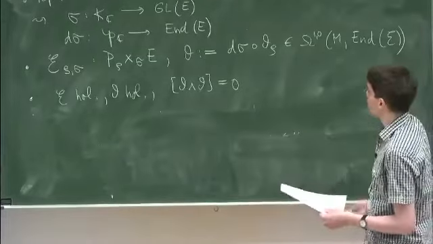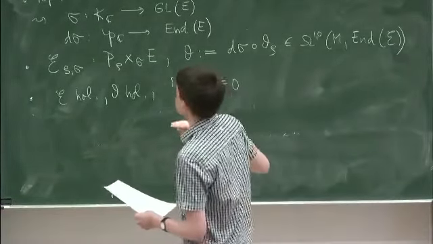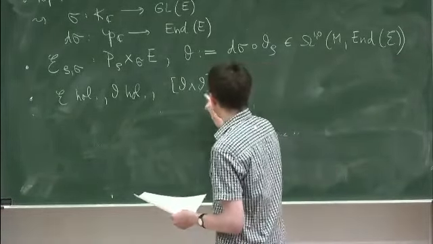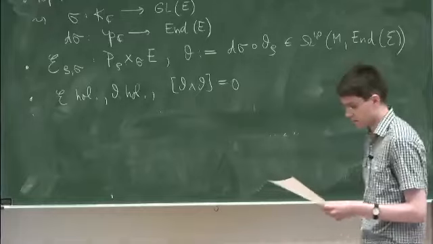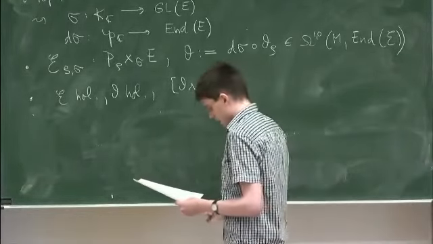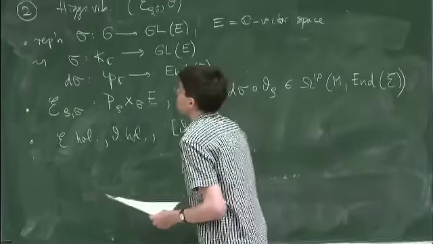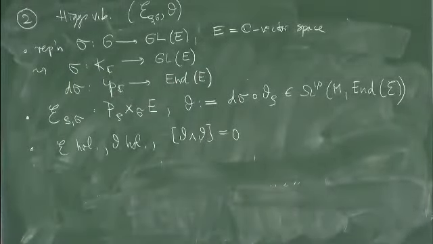And now our goal is to express the Toledo invariant we defined before in terms of the data of this Higgs vector bundle. And it turns out to be convenient to make the following definition for this purpose.